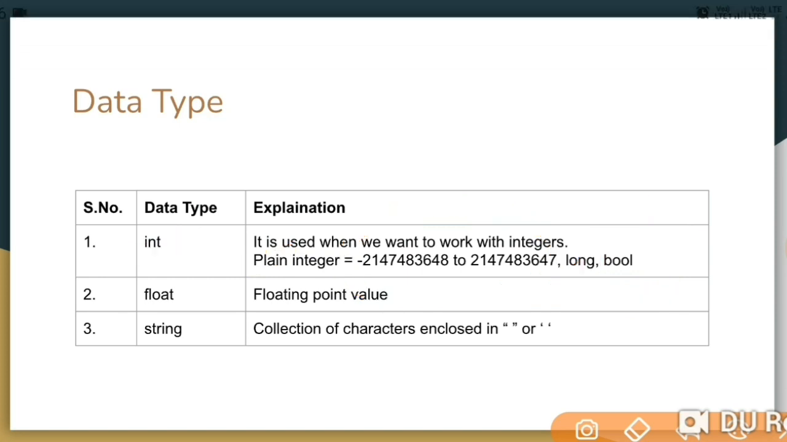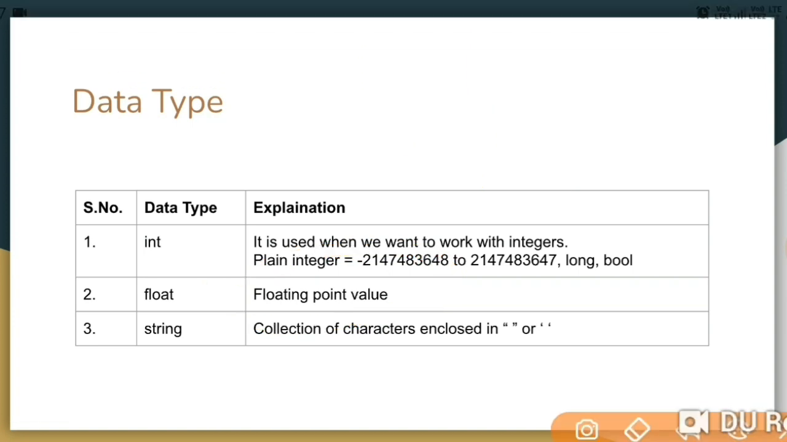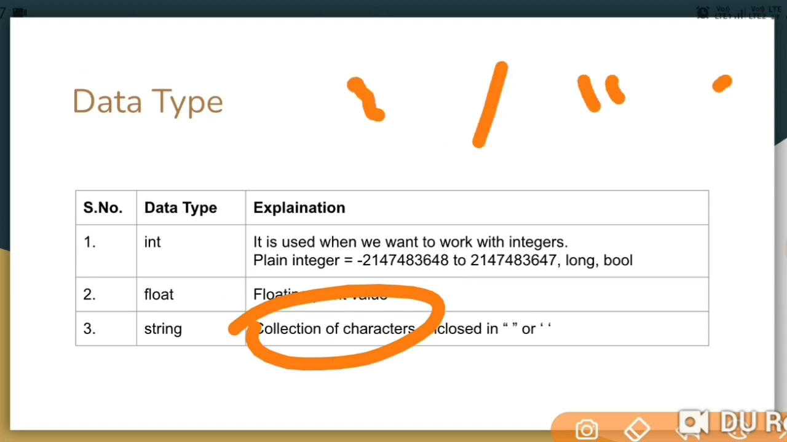Now, for floating point values we can use float. What is a floating point number? If there is a point value like 3.14, this point value is known as a floating value. So for floating point values we can use float. Now the string: a string means a collection of characters, and we can denote the collection of characters with the help of single quotes or double quotes. Got it? So this is known as string data type.